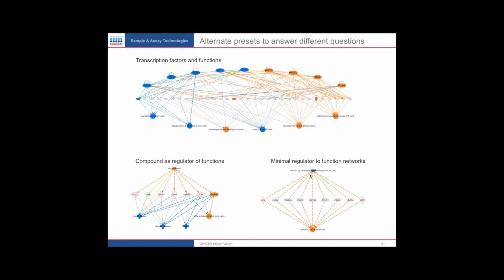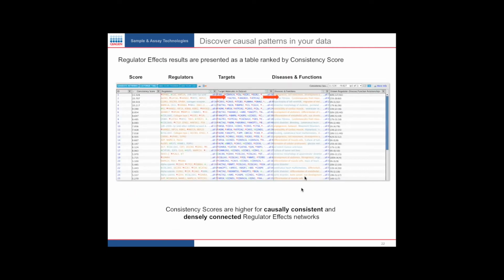Okay, so the way the results are presented initially is in the form of a table, because there are multiple hypotheses or multiple networks that get generated, and so they're ranked by score, and you have essentially three columns that say, here are the regulators in this row, here are the regulators that connect through those targets to these diseases and functions, and here's if they're known or not.